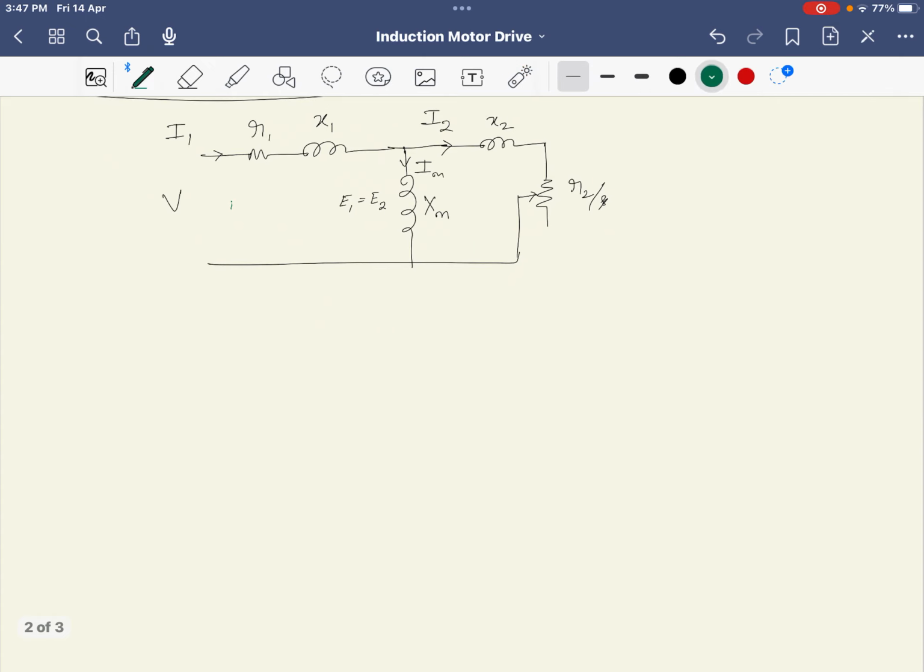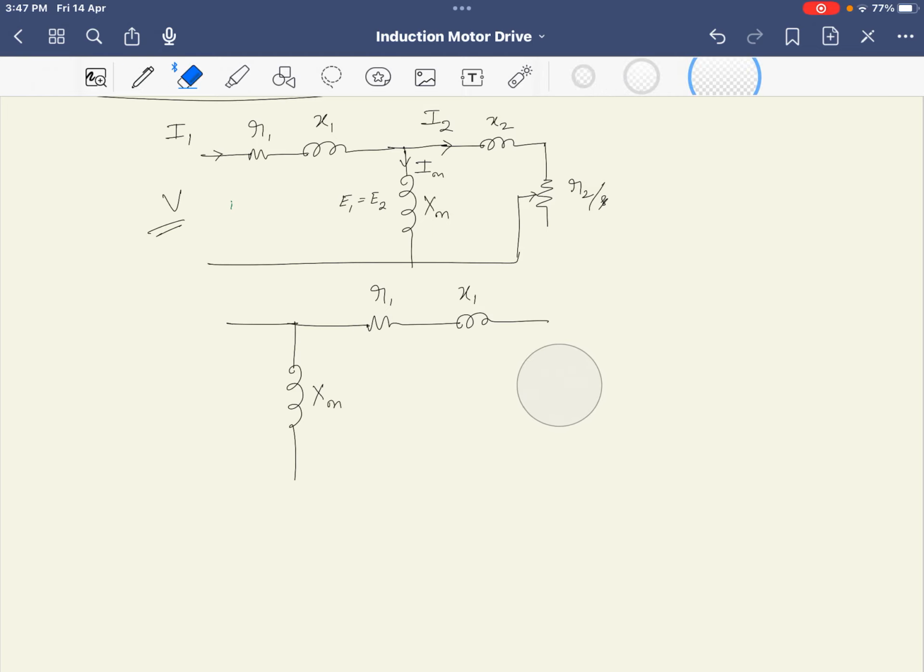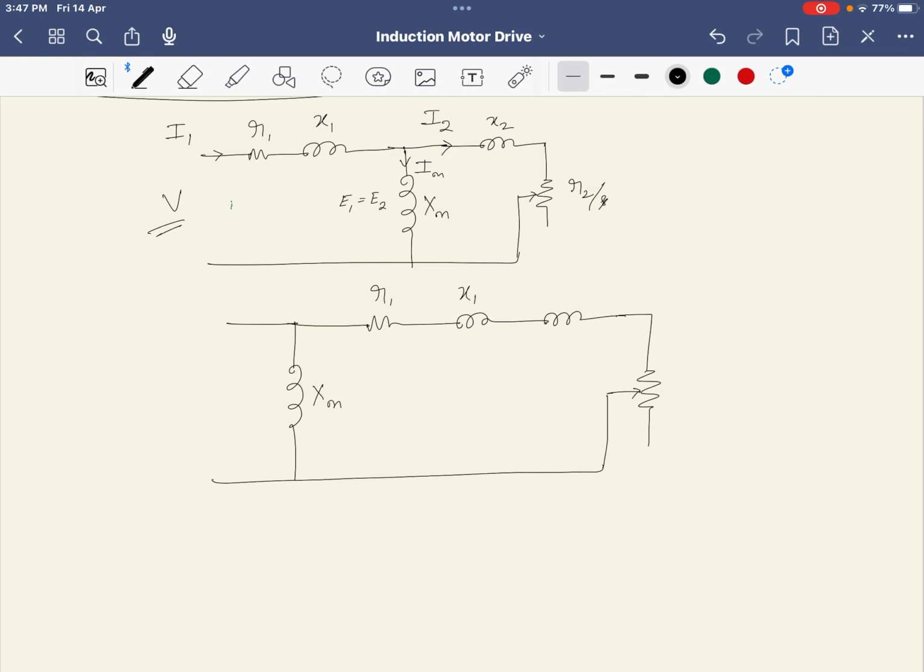Now, this equivalent circuit shall be modified again so that we can easily calculate the output in terms of supply voltage V. For that reason, this has been modified like this. So the XM will be here, and here we have R1 and X1, and then we have the rotor side resistance and reactance like this, correct? So here we have the approximate equivalent circuit. Now we can write here V is equal to E1 is equal to E2. We can write like this.